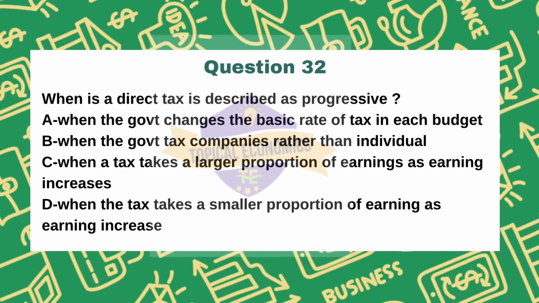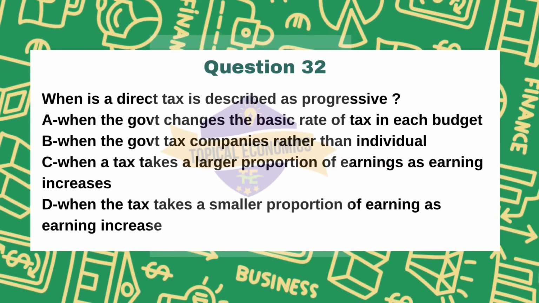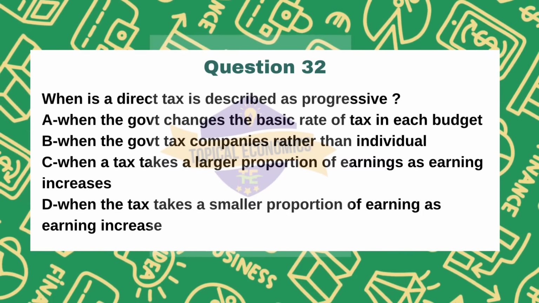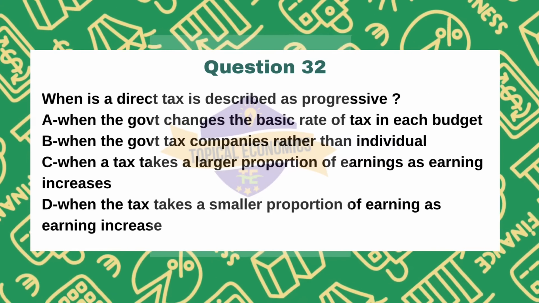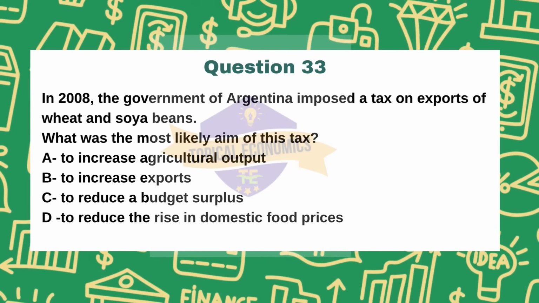Lastly, option D, when the tax takes a smaller proportion of earnings as earnings increase, describes a regressive tax system, where higher earners pay a smaller percentage of their income in taxes. Moving on to question 33.